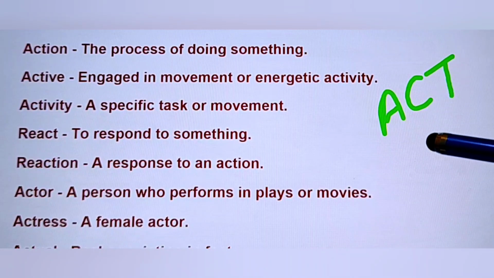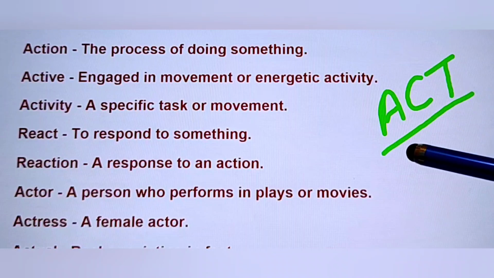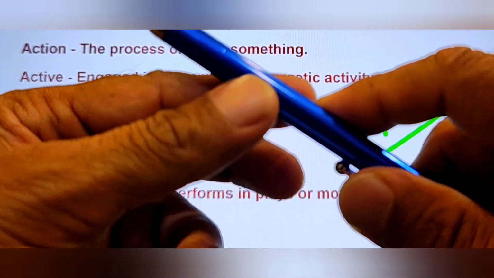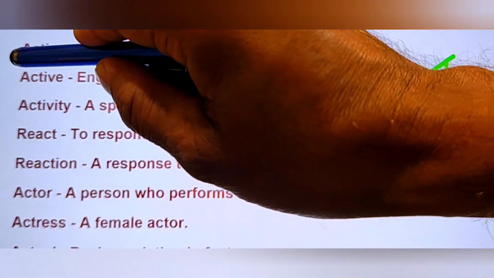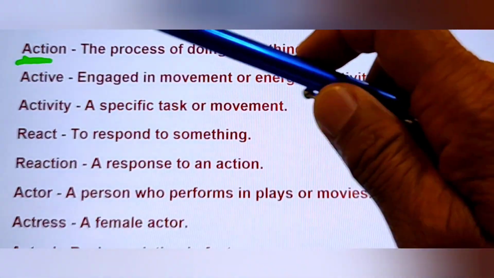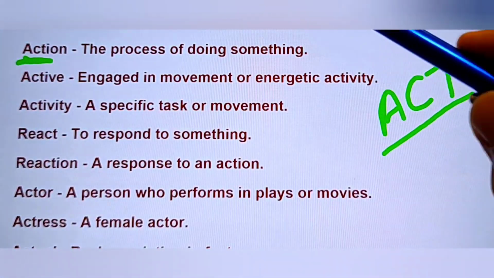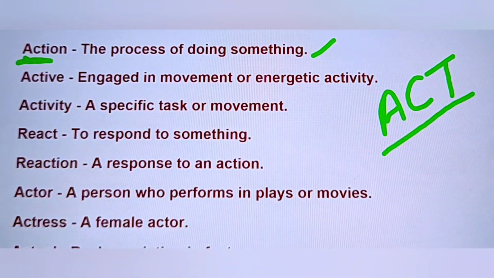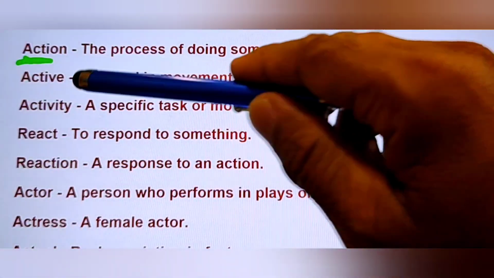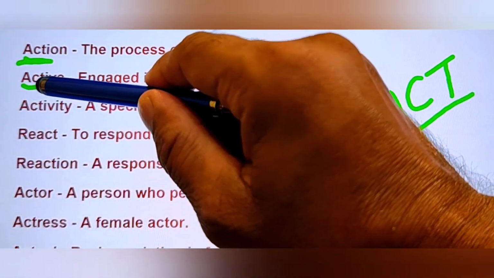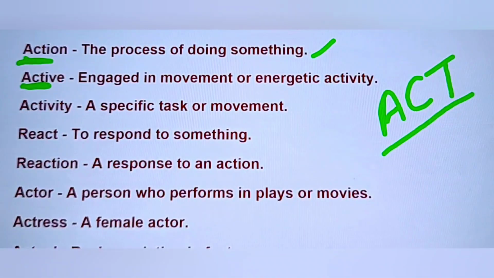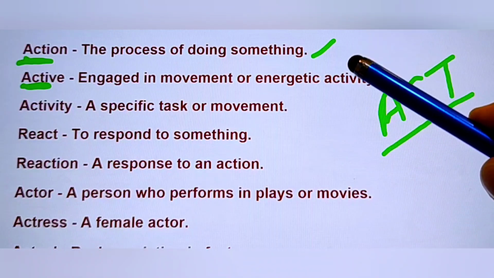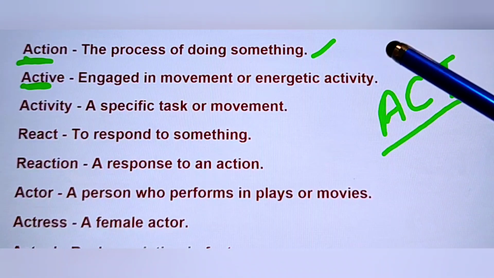We can remember lots of words from this root word. So the first one we have here is action. Act is the root word and action is the full word. Action: the process of doing something. Next here, active. Act is the root word, active is the full word. Active means engaged in movement or energetic activity.